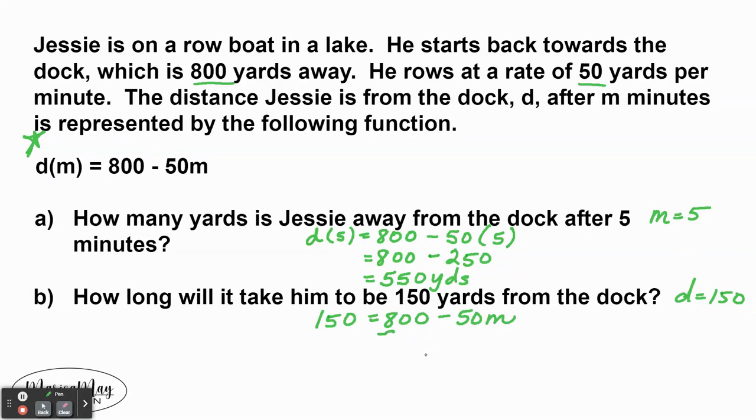We begin by subtracting the 800 from both sides. And that gives me negative 650. Use your calculator to check that if you need to.